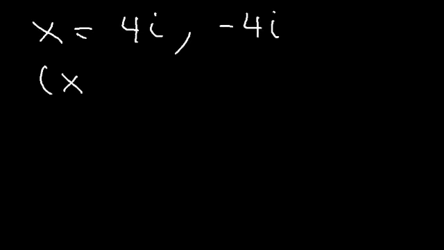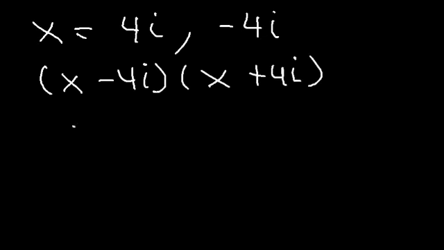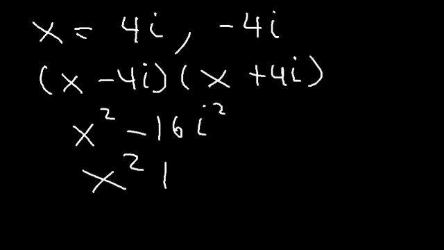So let's try another example. Let's say you're given just one solution, 4i. What's the equation? Now, for a quadratic equation, imaginary numbers come in pairs. So if you have 4i, you must also have the conjugate, negative 4i. So therefore, we can write x minus 4i times x plus 4i. And we know it's going to be x squared minus 16i squared, which is x squared plus 16. So basically, you're working backwards.